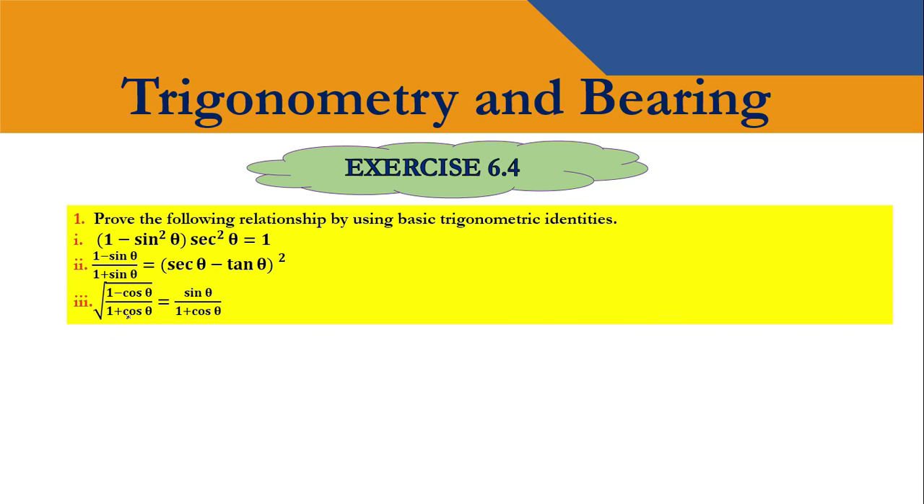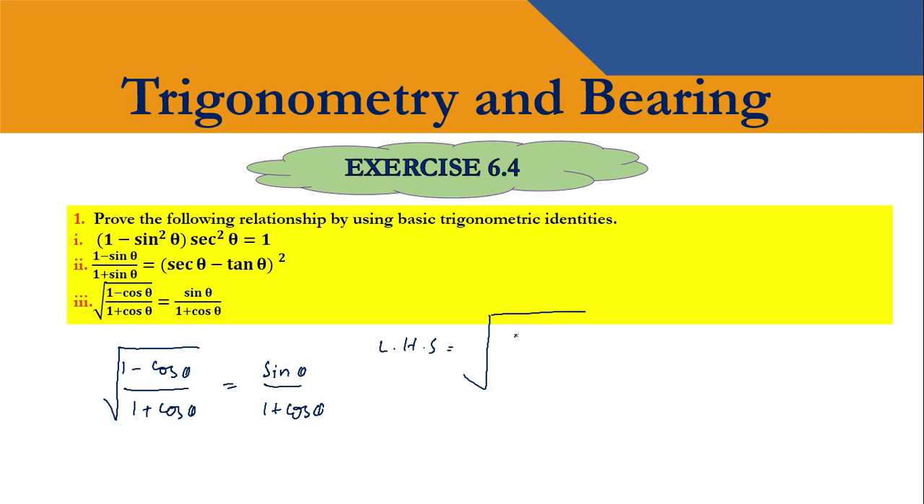Now here is the third trigonometric identity. Under root of (1 minus cos of theta over 1 plus cos of theta) is equal to sine theta over 1 plus cos theta. Left hand side is equal to under root of 1 minus cos theta over 1 plus cos theta. Okay, to prove the right hand side, as you see, there is no sign of under root. So first we have to eliminate the sign of under root.